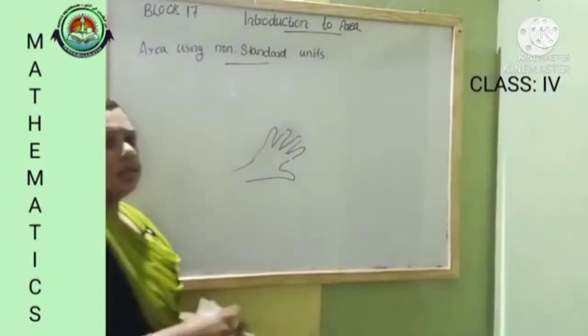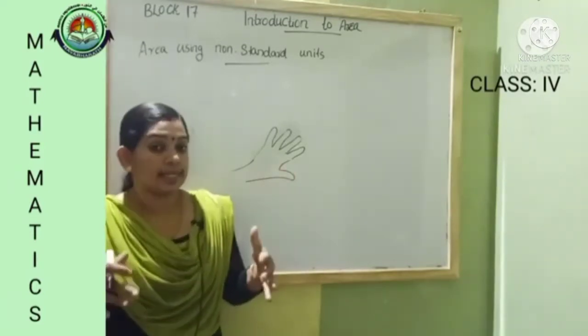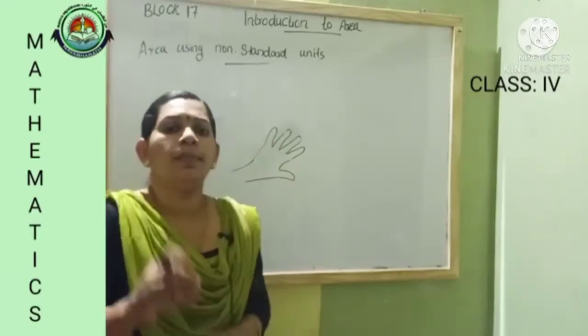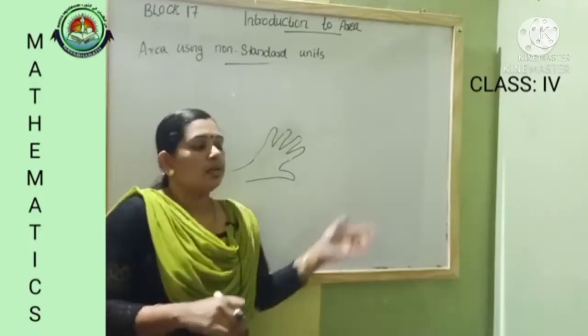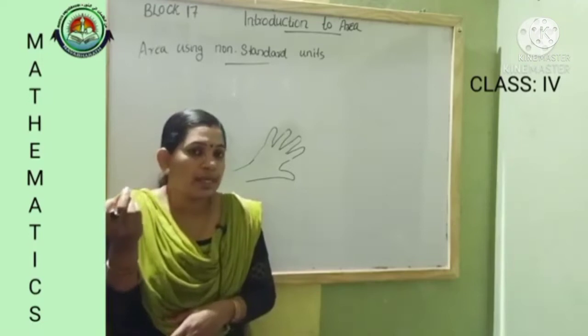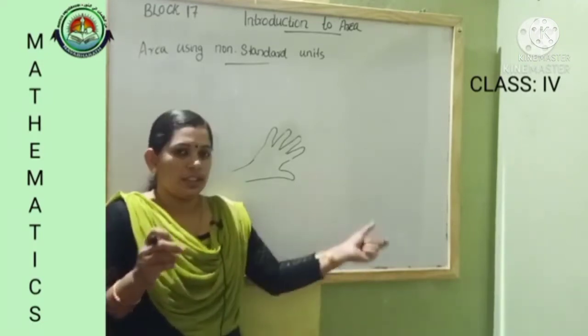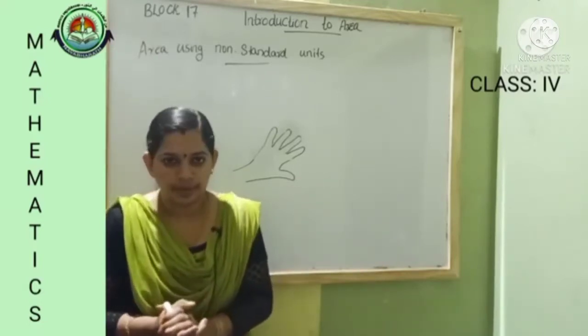In this section I gave some activity. First you draw your hand sketch, and on the hand sketch you paste some paper balls, same size paper balls. Also there is one more option, using small peas. Using that you cover it. How many peas? Clear?